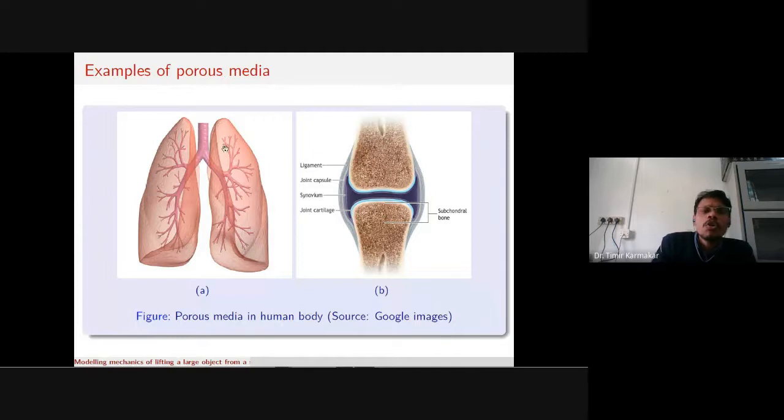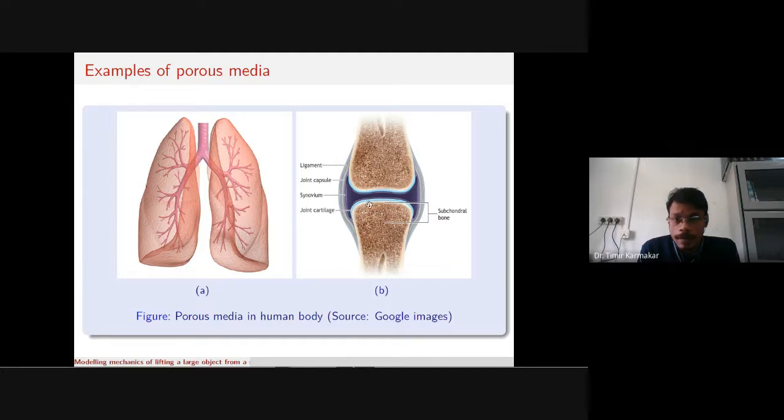Not only the soil, we come across porous media in our real life also. Suppose the human body: it consists of the human lung, which is also a porous medium. And the human knee joint. In the knee joint, porous media play a big role in how long we can stand comfortably. Between the two knee joints, one porous coating is there. This is called cartilage.